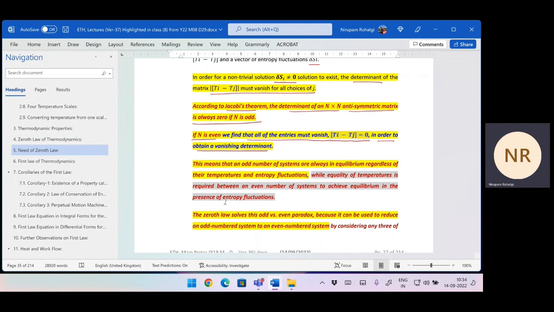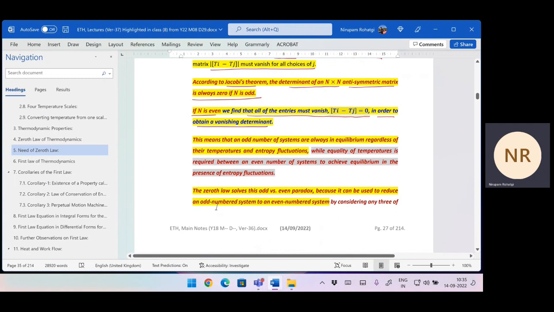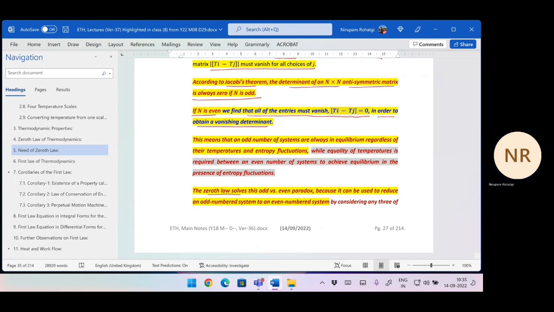But when it is even, then all the temperatures should be the same, equal to one value Tj. Only then will it be in thermal equilibrium. So what this law does is, the zeroth law is used to solve this odd versus even paradox.